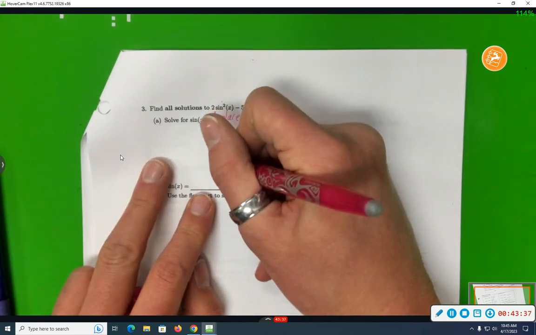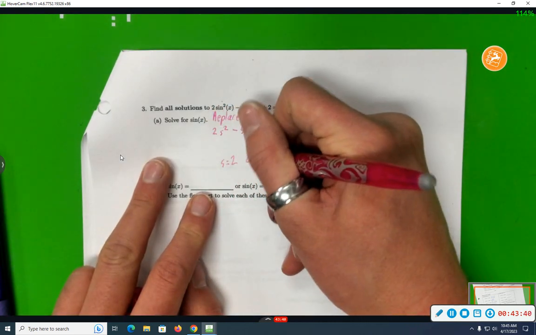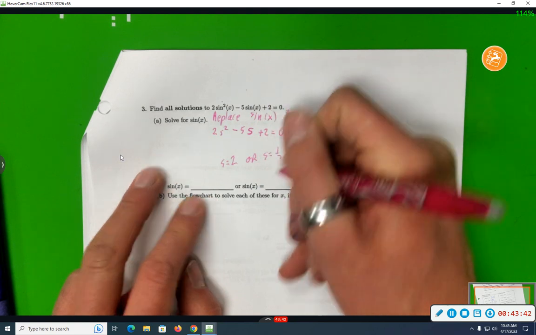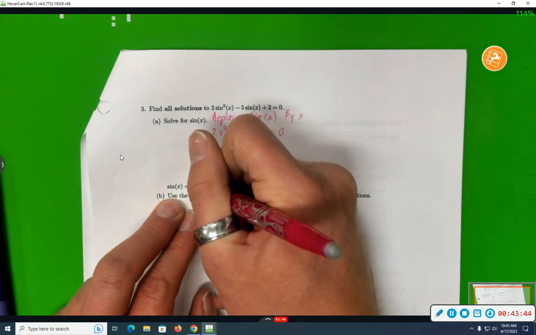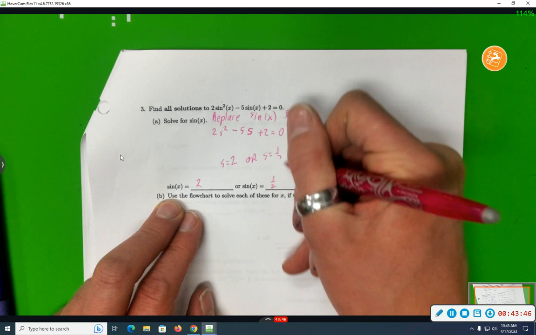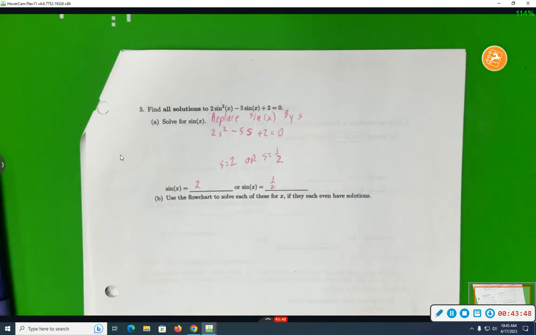So this reduces to s equals 2, or s equals 1/2. So this equation reduces to sine of x equals 2, or sine of x equals 1/2. I now have 2 solutions that I need to solve: sine of x equals 2 and sine of x equals 1/2. Let's solve each of those one at a time.